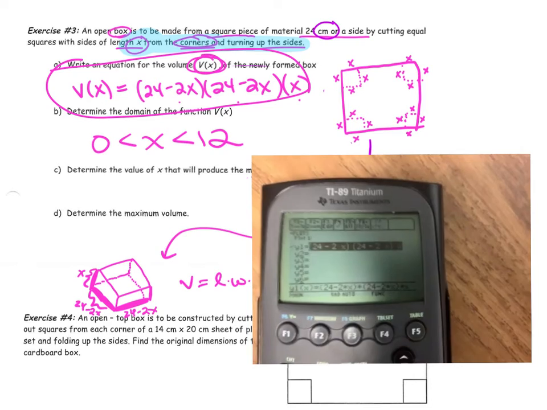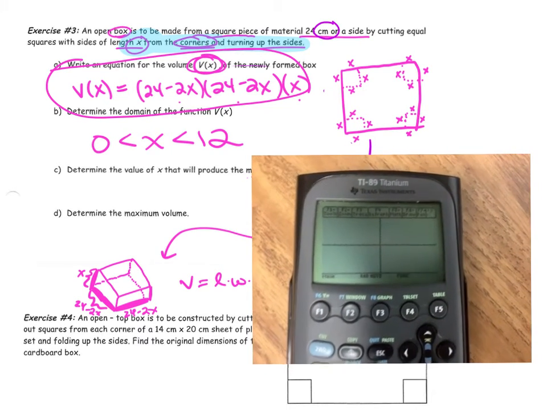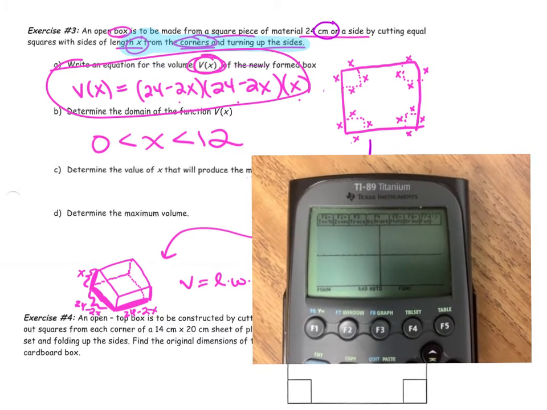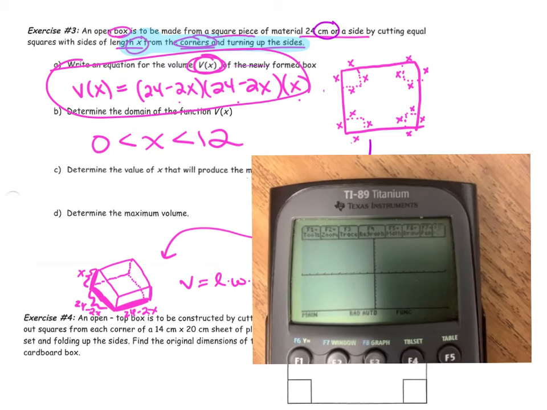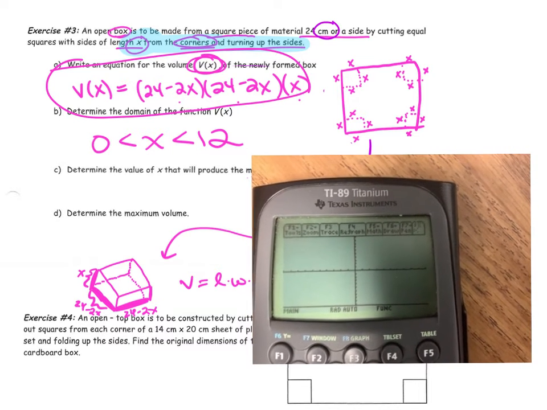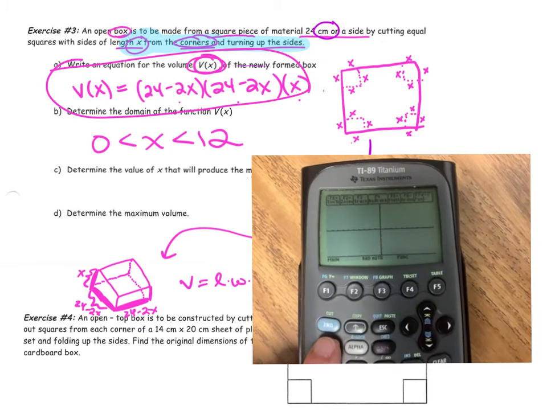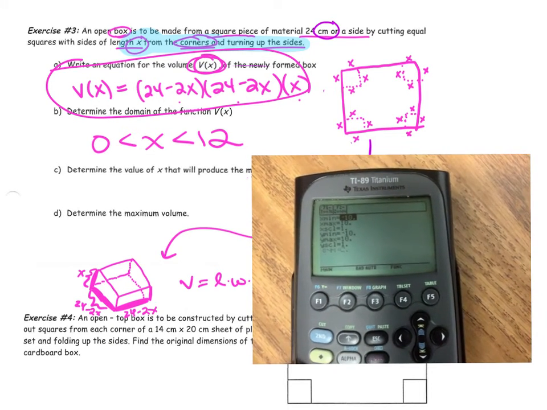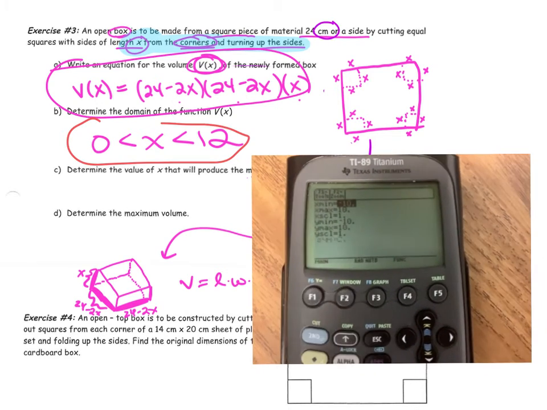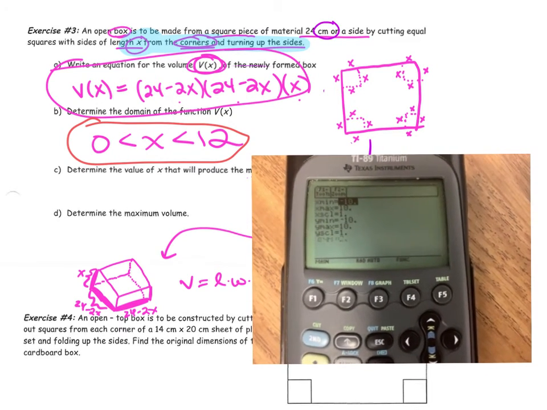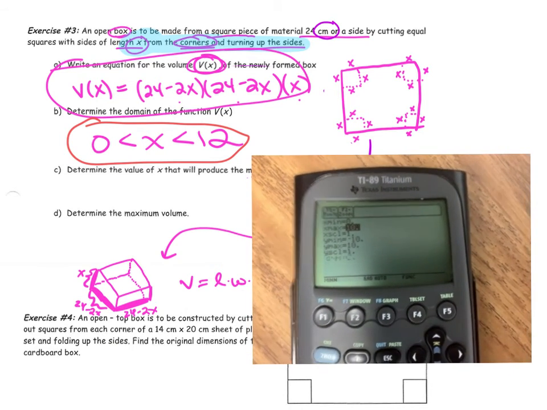So I'm going to click diamond F3. Now we're going to want to adjust the window because I don't really see anything. So let's adjust the window. If I hit diamond F2, well, our minimum x value, this is our domain, so my minimum x value should be 0. So let's type in 0. X max, we can make it go to 20.